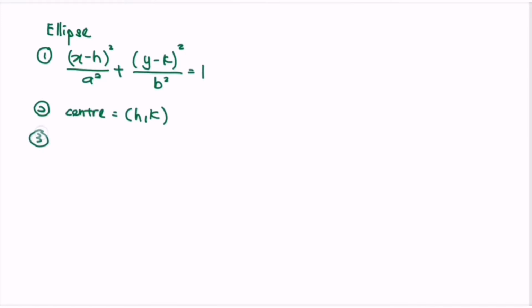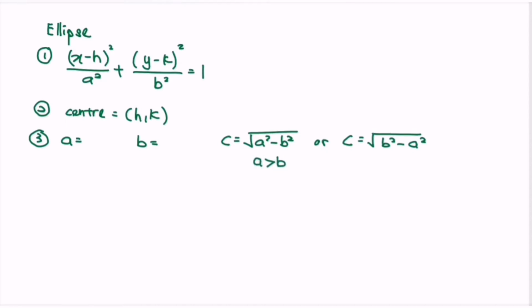Step number 3 is to identify the value of a, then b, followed by the formula for c, where c is equal to the square root of a squared minus b squared, or c is equal to the square root of b squared minus a squared. So mainly it depends on the situation. For the square root of a squared minus b squared, the value of a must be greater than b. Whereas for the second case, the square root of b squared minus a squared, the value of a is less than b.